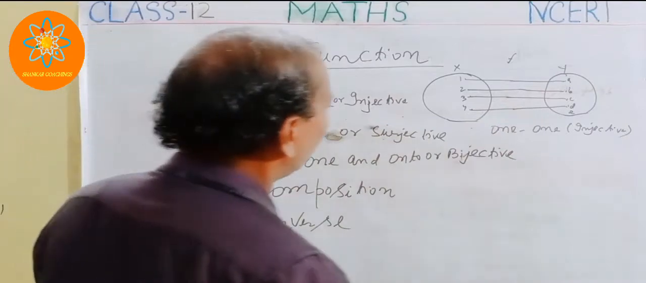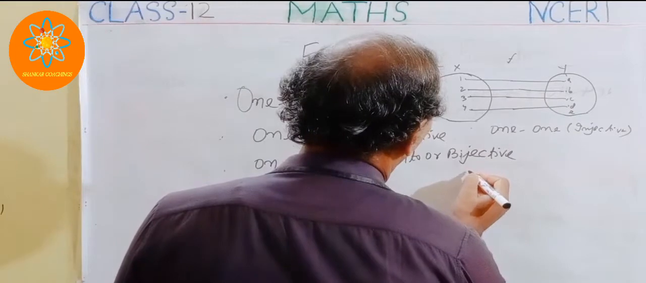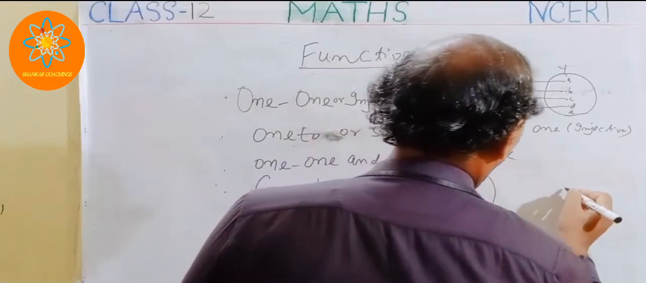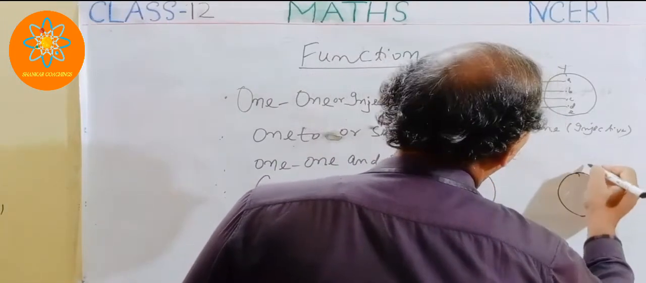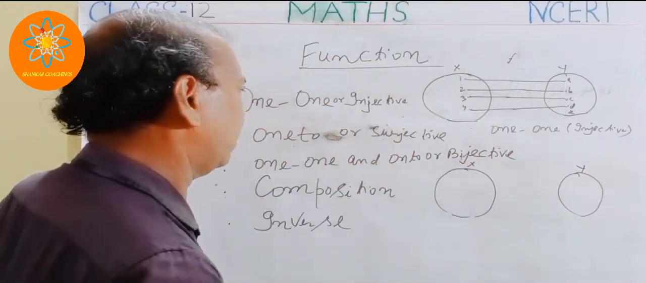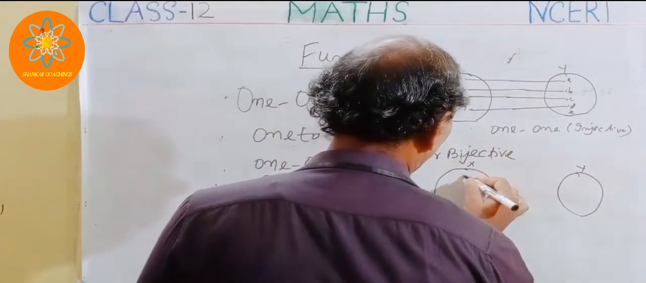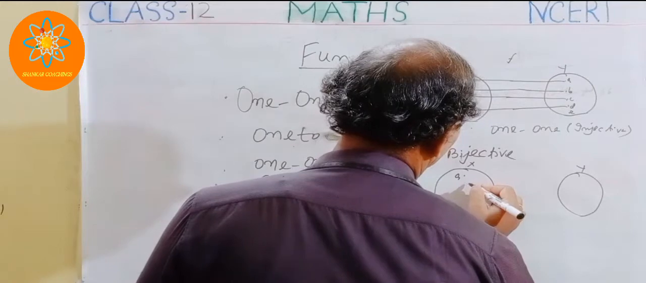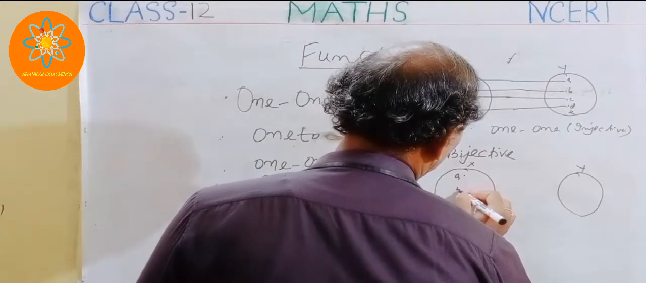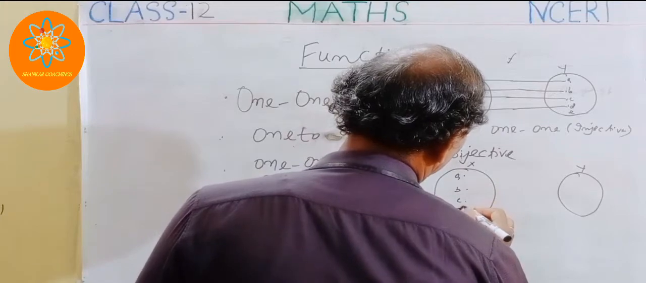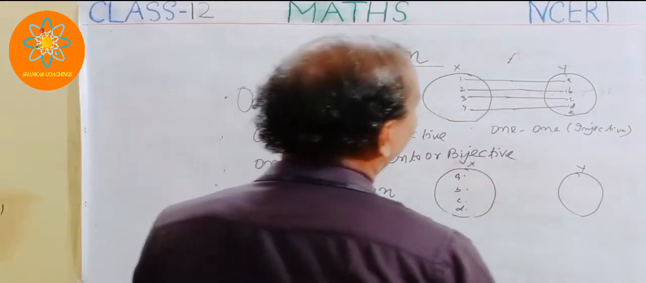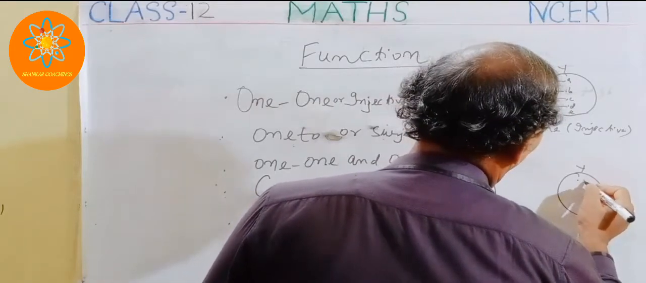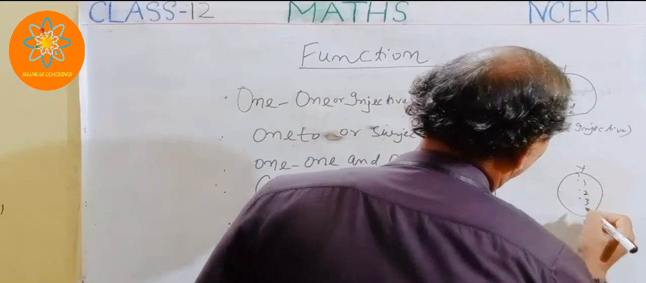Now come to the onto. Let's suppose this is the X, and here I have Y. The elements in X are, let's suppose, A, then B, and then C. Let's suppose B is also there. And in Y, the elements are, suppose, 1, 2, and 3.